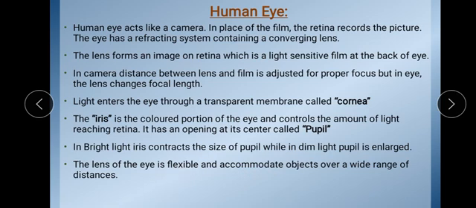Students, this point means that the focal length of this lens can be changed according to the increase or decrease of the distance of the object from the lens. It can focus the image on the retina without changing the position of the object.